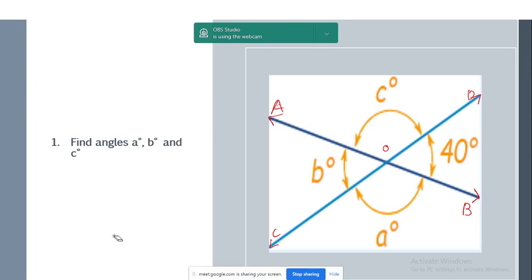Now, see, two lines are intersecting. Line AB and line CD are intersecting, so vertically opposite angles are forming, right? Since this angle is given to be 40 degrees, angle B will also be 40 degrees. Why? Because it is a vertically opposite angle.